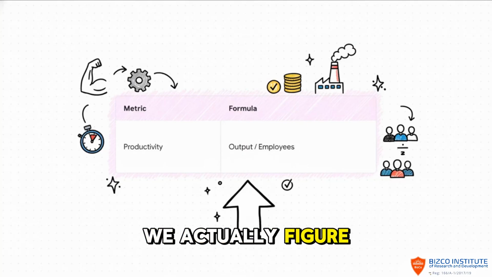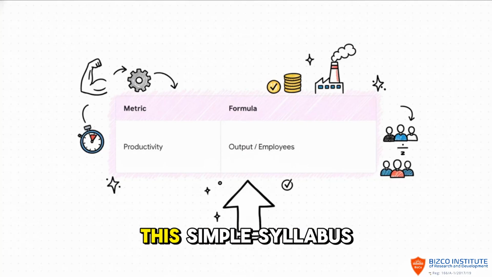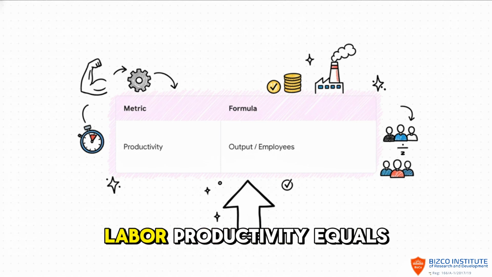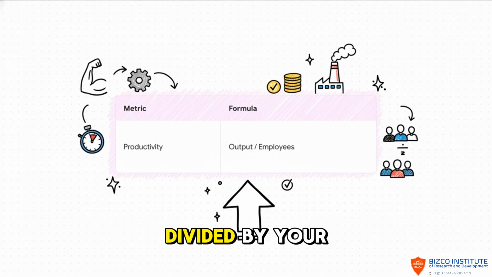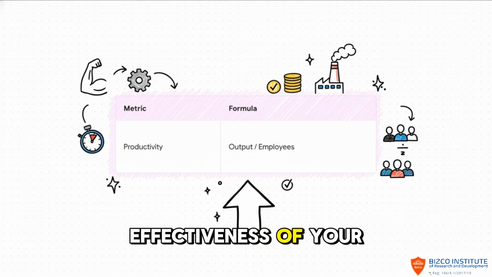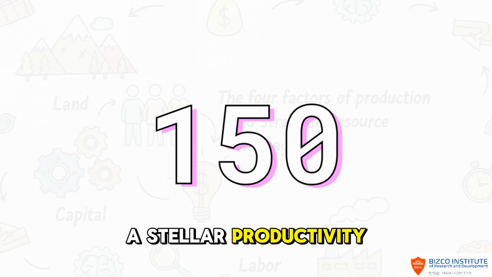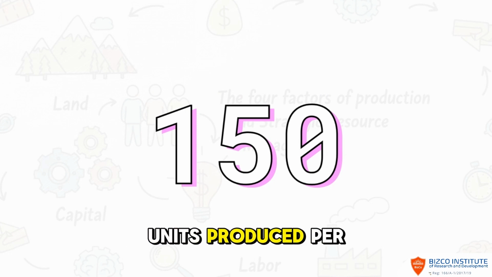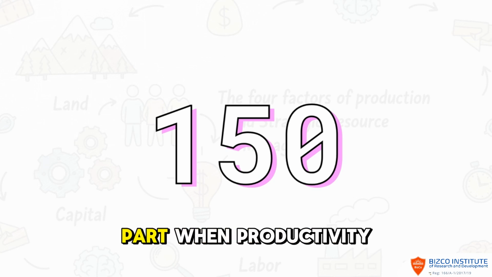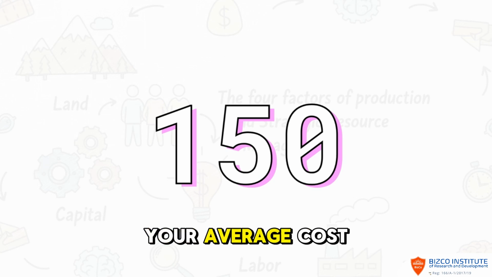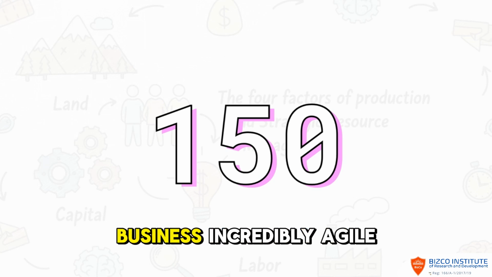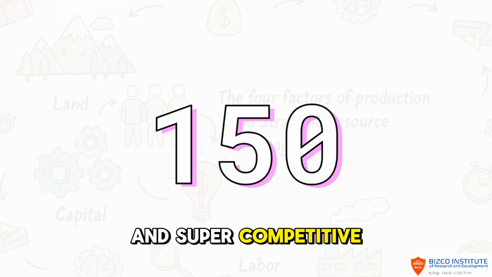So how do we actually figure out how efficient your team is? Well, we use this simple syllabus-aligned formula. Labor productivity equals your output per period divided by your number of employees. This is your go-to metric for measuring the true effectiveness of your human capital. Just to put that into perspective, imagine you hit a stellar productivity ratio, something like 150 units produced per employee in a given week. By improving your team's skills and motivation, you can actually drive this number even higher. And the best part, when productivity goes up, your average costs of production go down. That makes your business incredibly agile and super competitive in the market.